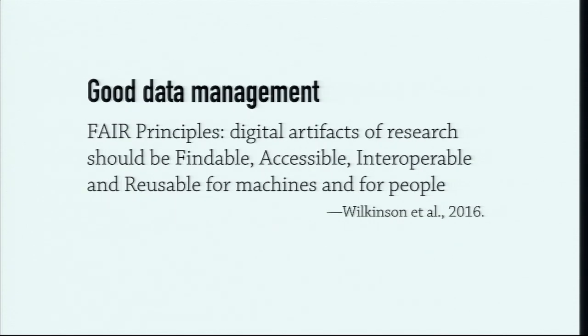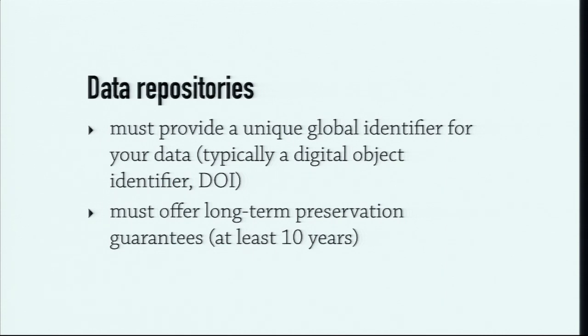Good data management is very important. You need to learn about what's called the FAIR principles and what it means to actually manage your data properly so that it's findable, accessible, interoperable, and reusable for both machines and people. Data repositories: you must use data repositories that provide a unique global identifier for your data, typically a DOI, and they must offer long-term preservation guarantees. So it's not enough to just place your CSV file on a GitHub repository. Even if it's a small piece of data, you need to put it in a repository that gives you a DOI for that, and it gives you permanent storage, and you can always cite it and find it.